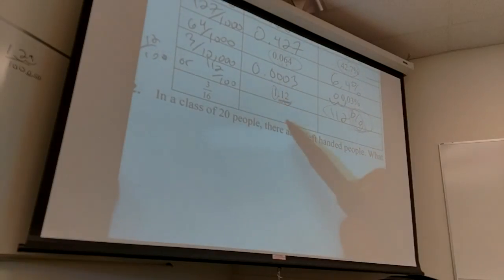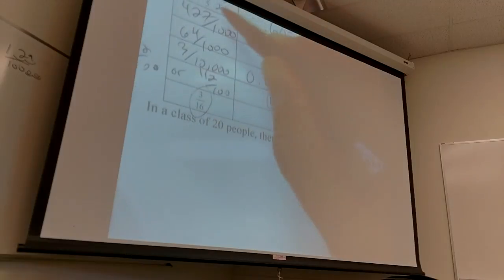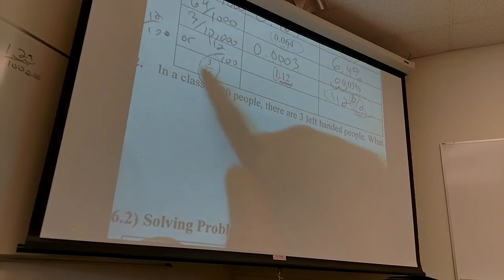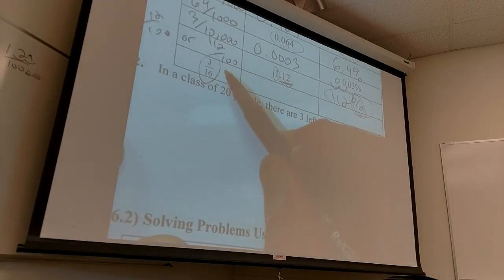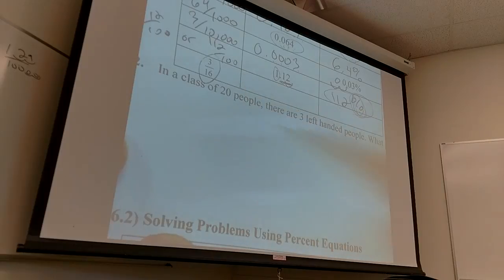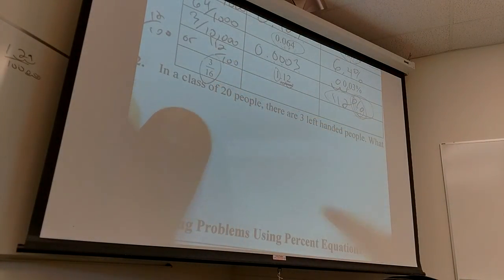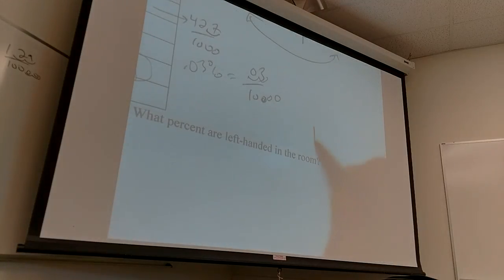Okay. So how do I do this one? I can't do it the same way I did the first one. But some of you guys did the first one a different way that worked anyways. If I can't make the bottom become 100 or 10, I have to do what this says to do, which is divide. So I have to do 16 into 3.000.